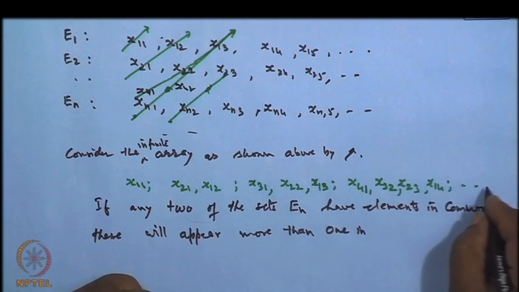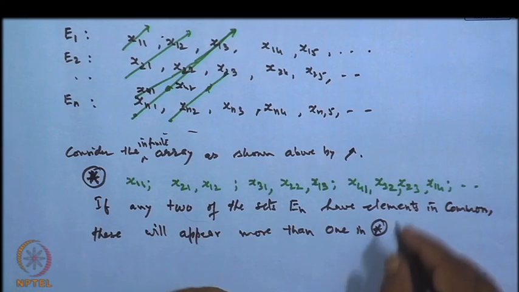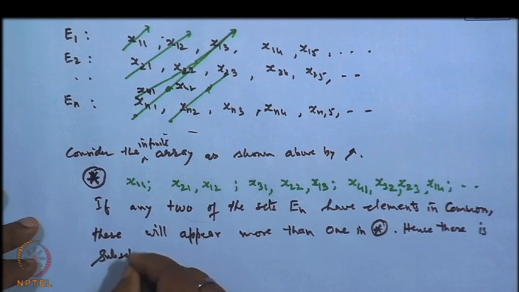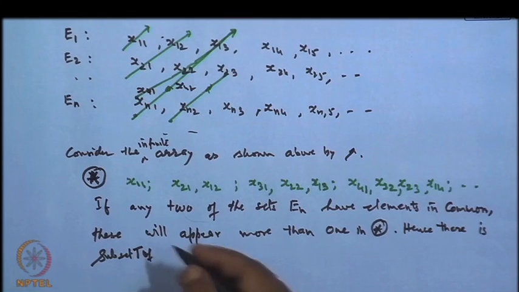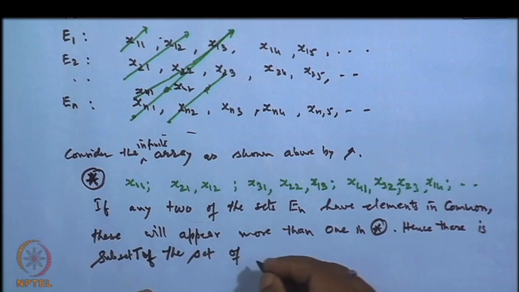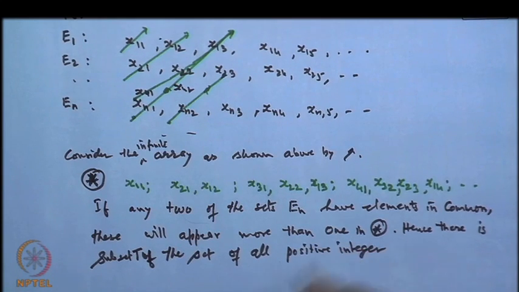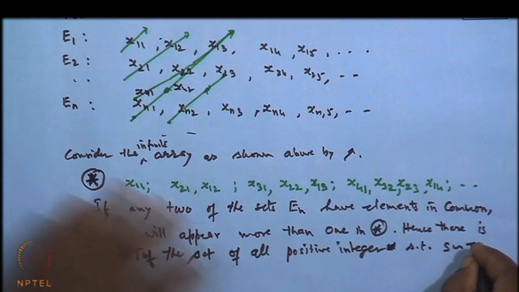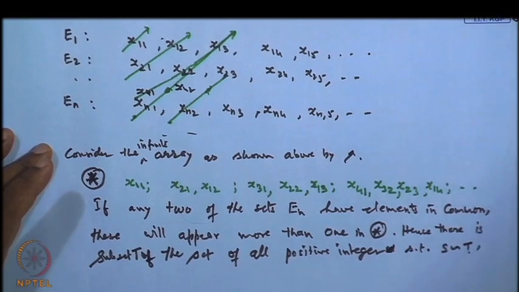In this arrangement, star, hence there is a subset T of the set of all positive integers such that S is equivalent to T, which shows that S is at most countable.